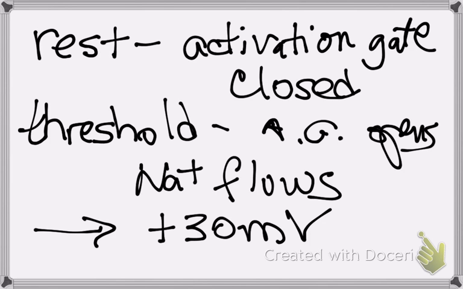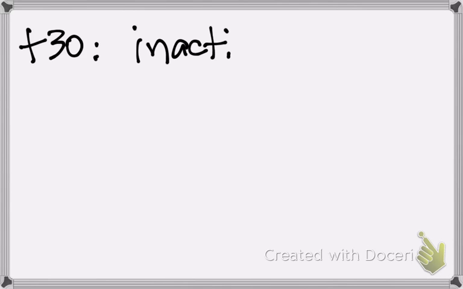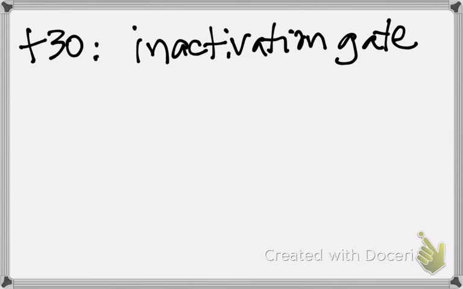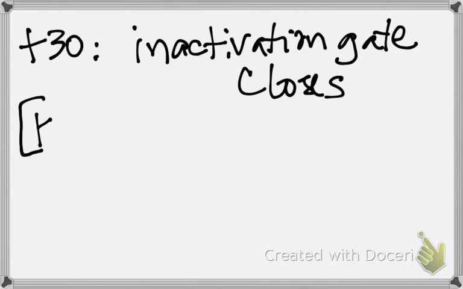Are you following me? Imagining this? Okay, then what? So at plus 30, the inactivation gate closes, and that makes the sodium quit flowing. Now, meanwhile, next door, what are the potassium gates doing? They're open and potassium's flowing, and it's the flow of potassium that brings the voltage back down.